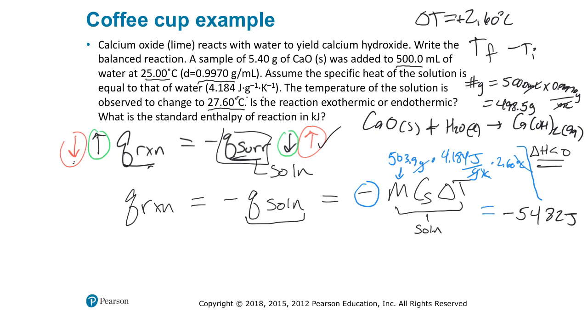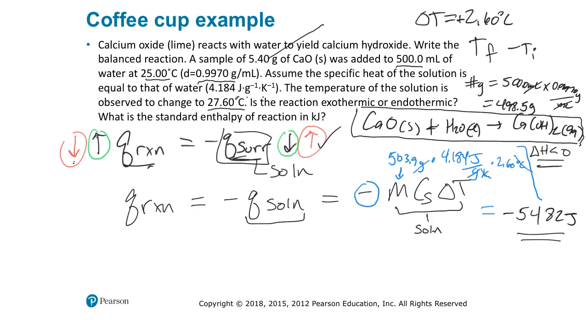Now, let's see what the question is asking for. This is probably the most crucial part of the problem: see what's being asked for. What is the standard enthalpy of reaction in kJs? They want the standard enthalpy of reaction of this reaction here. So the standard enthalpy of that reaction would be the enthalpy of 1 mole of calcium oxide reacting. This is not 1 mole. 5.40 moles of calcium oxide is not 1 mole of calcium oxide. If it was, then this would be the answer to the question. But obviously that's not 1 mole.